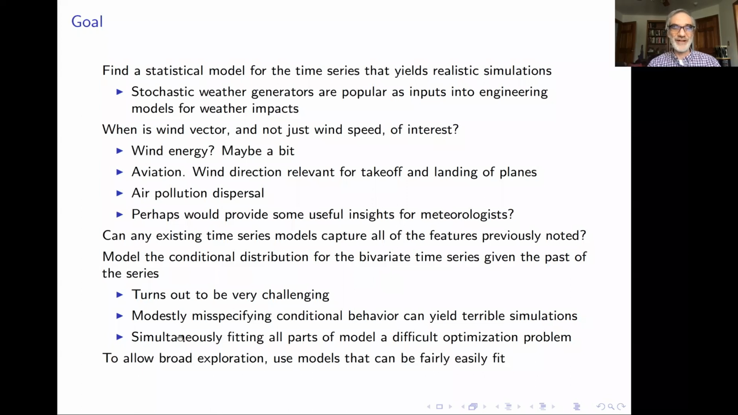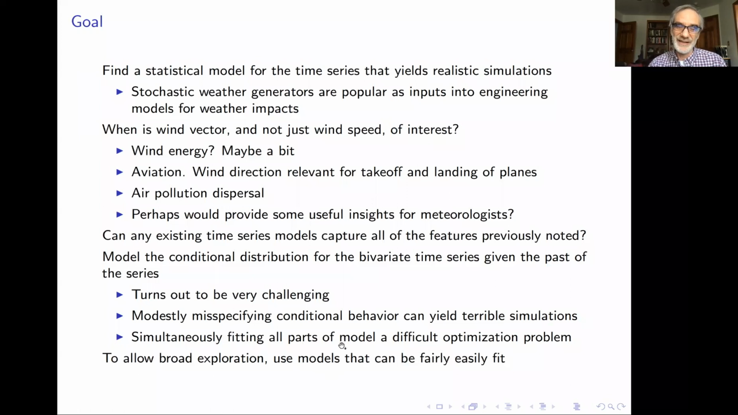What makes this problem hard is that I'm going to try to come up with a model for what happens from 1 minute to the next. After all, once you get a starting value of a time series, if you can come up with a model that describes how the process evolves from minute to minute, you should be able to use that for simulations. The problem is that if that conditional behavior is even a little bit wrong, when you use the model in simulation mode, really bad things can happen.